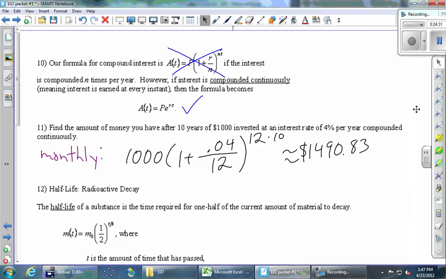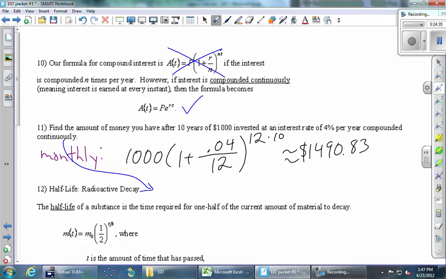Okay, now let's answer the question that was originally asked. Continuous compounding. Top or bottom formula? Bottom one. So we go PERT. 1,000 is still P. E is E. Don't put anything else. It's not a variable that's getting replaced. It's E. It's around 2.7. What is R? 0.04. Times what is T? 10 years. This is what we're typing in very carefully.